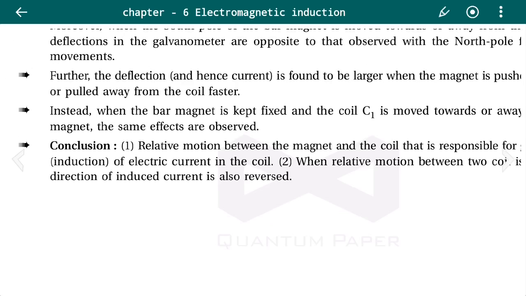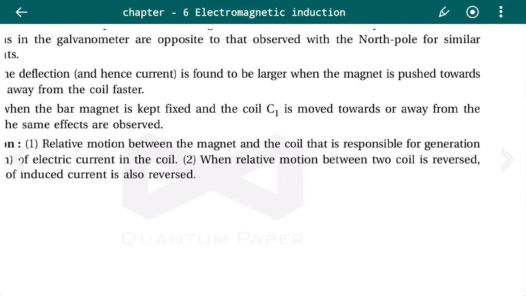Either you move the magnet away or towards the coil, or keep the magnet stationary and take the coil near or away from the magnet. In both the cases, the electric current is induced in the coil.